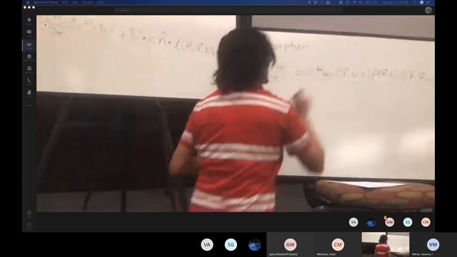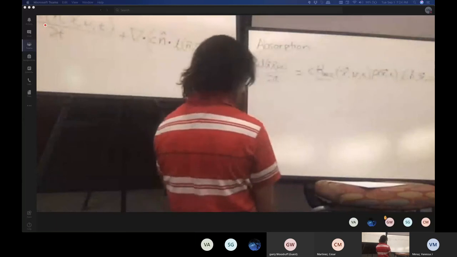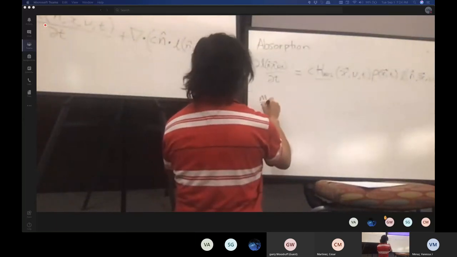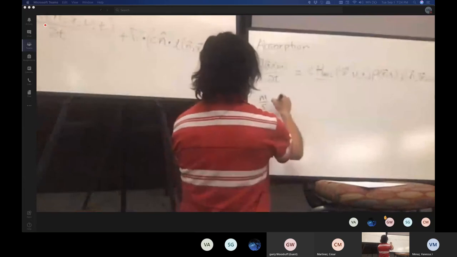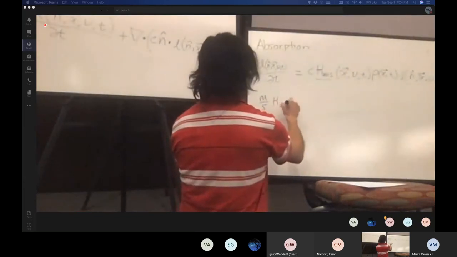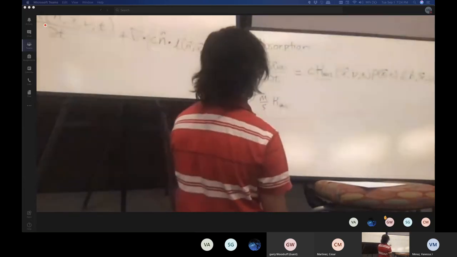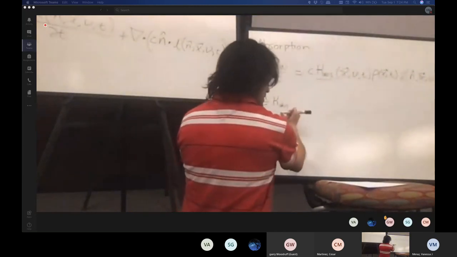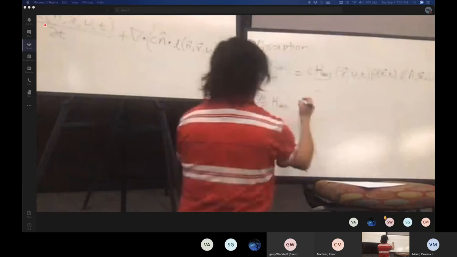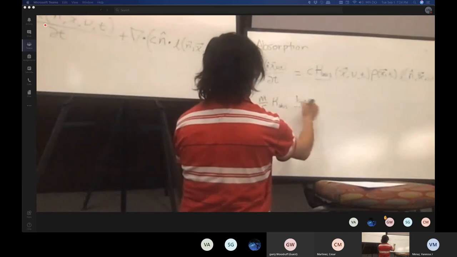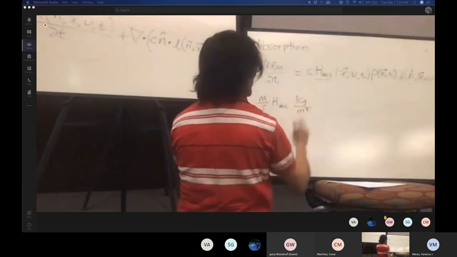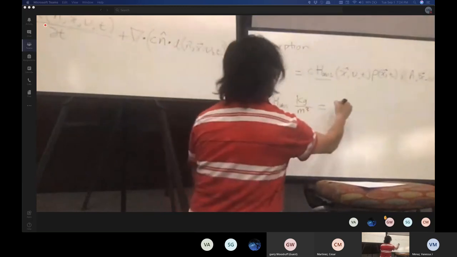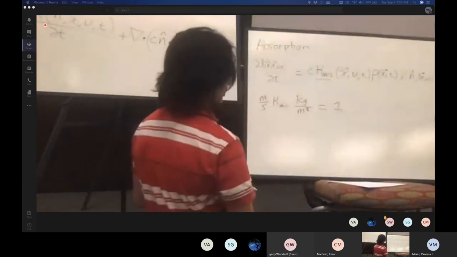So if you look at the units of kappa, you have meters per second, absorption coefficient or opacity. This guy is kilograms per meter cubed. And we know that this is a fraction, so it's supposed to be unitless.